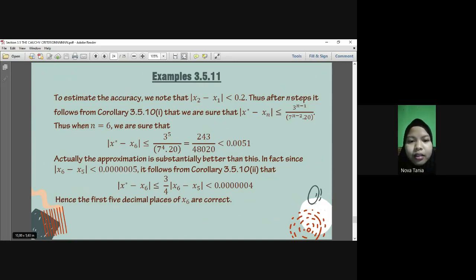In fact, since |x_6 − x_5| < 0.000005, it follows from Corollary 3.5.10 number 2 that |x* − x_6| ≤ (3/4)|x_6 − x_5| < 0.00000004. Hence, the first 5 decimal places of x_6 are correct.